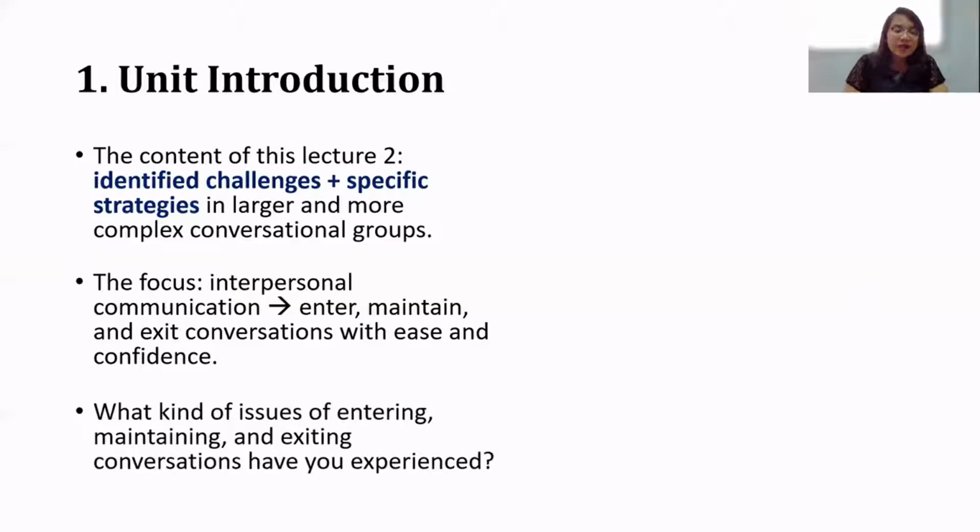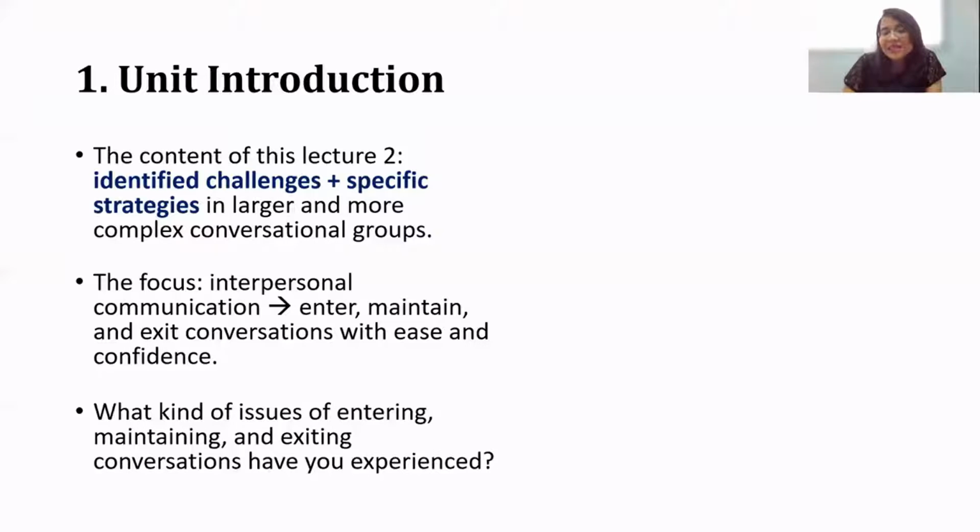And then let me ask you this. What kind of issues of entering, maintaining, and exiting conversation have you ever experienced? Or if you think you don't have issues in all those 3 things, that's okay too. For example, when entering a conversation, you feel uncomfortable to interrupt the conversation happening between 2 people, for example.